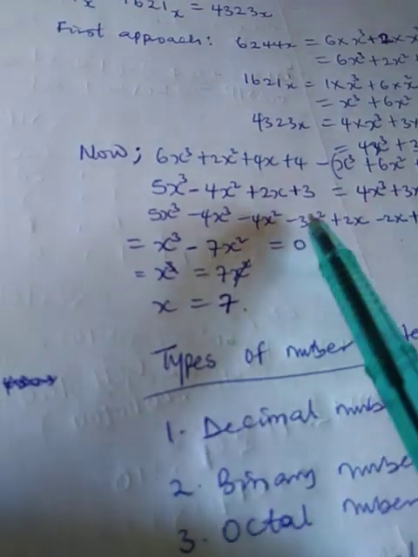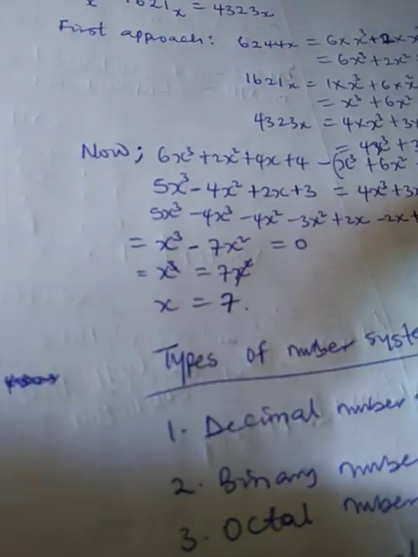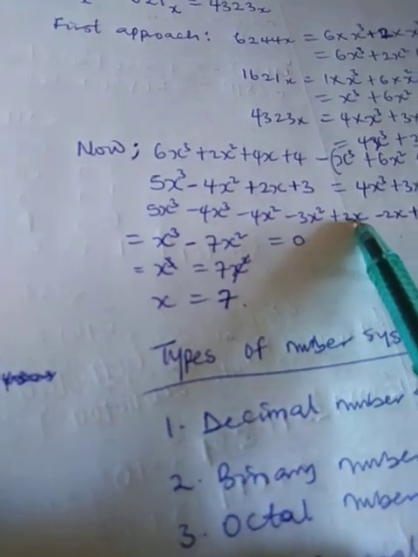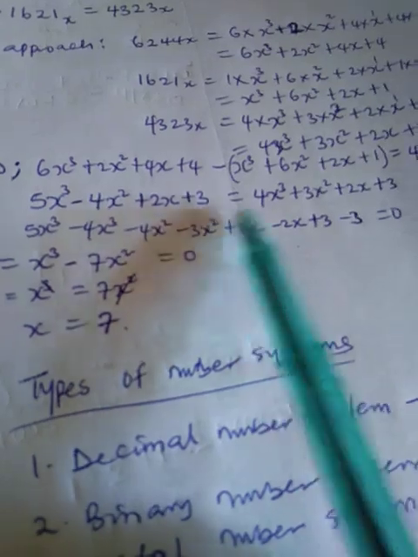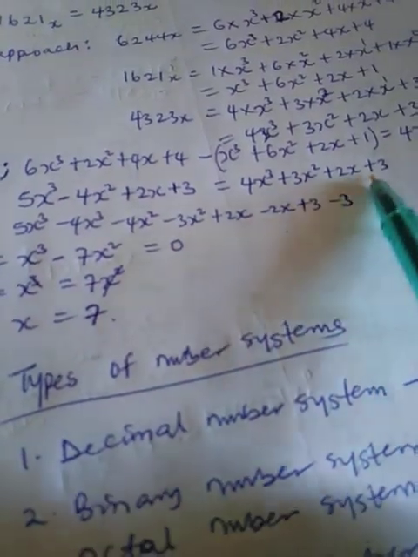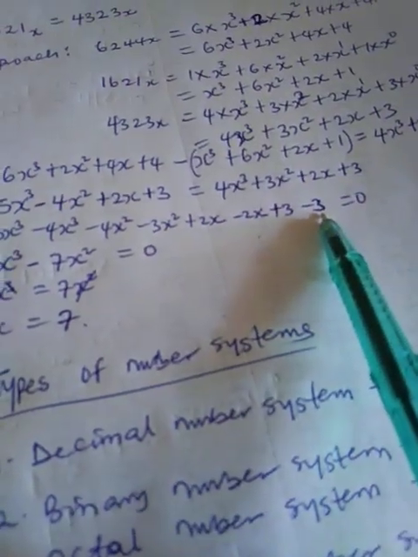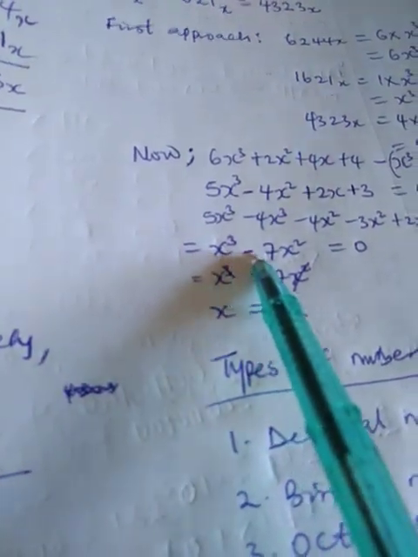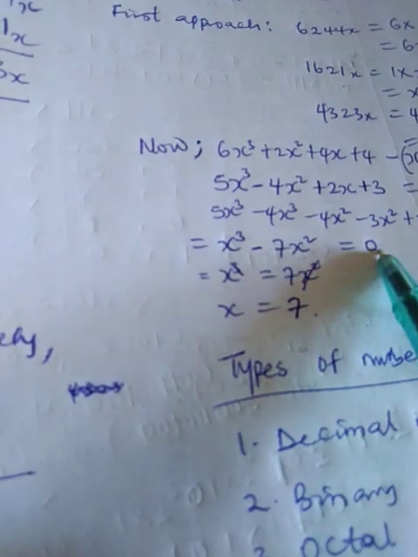When this one comes to this side, it becomes minus. When this one comes to this side, it becomes minus. This remains here to be plus. When this one is there, it's already plus. And when this one comes here, it gives us minus, all equal to 0. So you have x to the power of 3 minus 7x to the power of 2, all equal to 0.